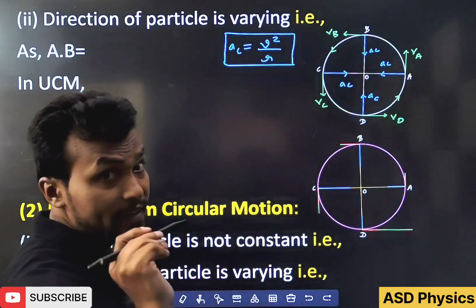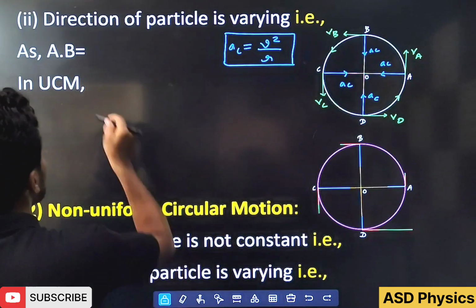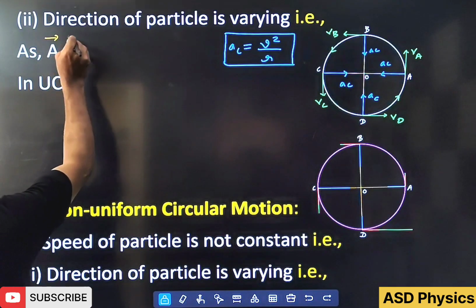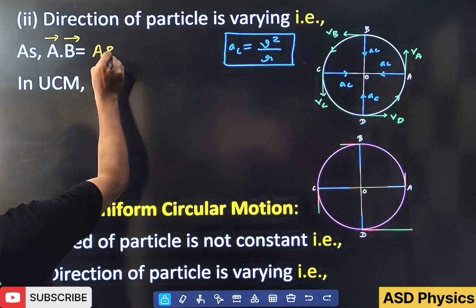And here one thing we have to remember, if we talk about the dot product, we know very well vector A dot vector B means what here?